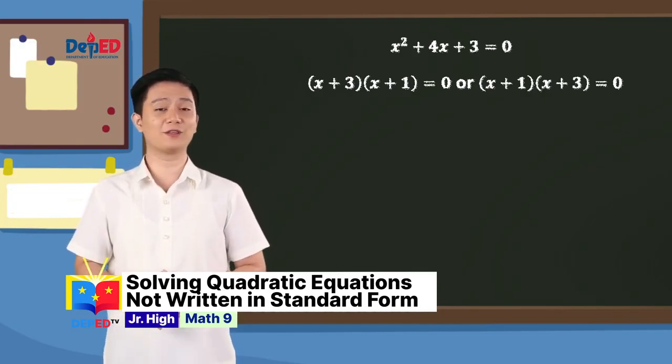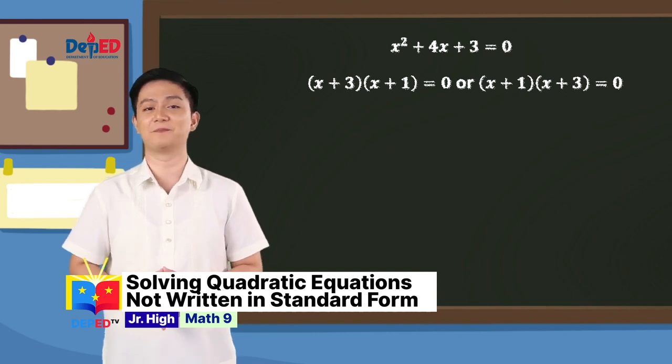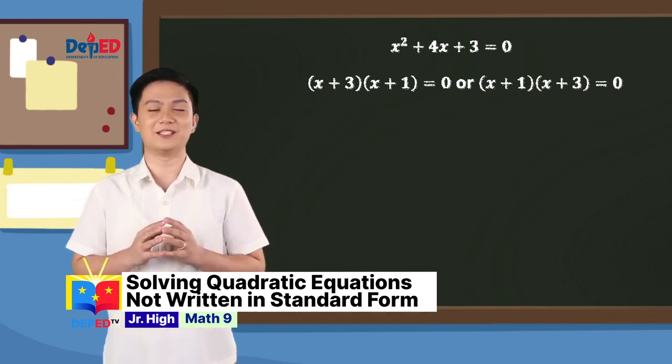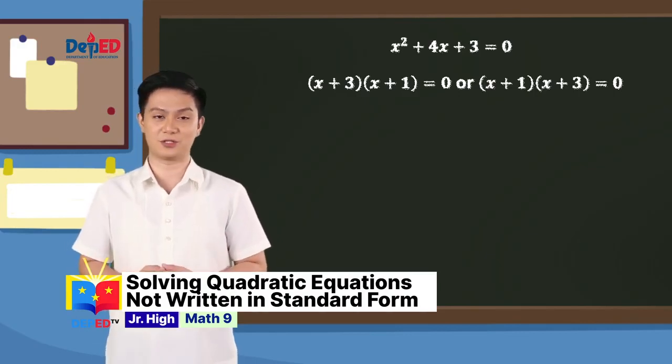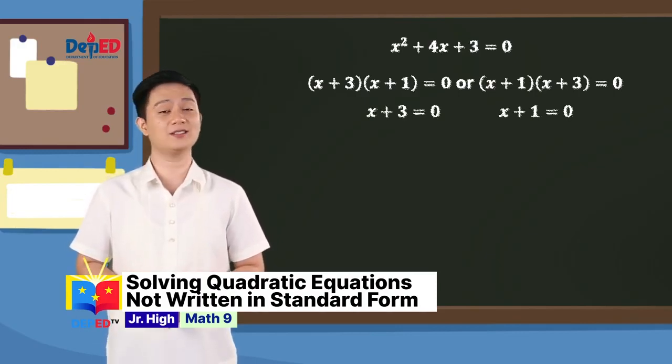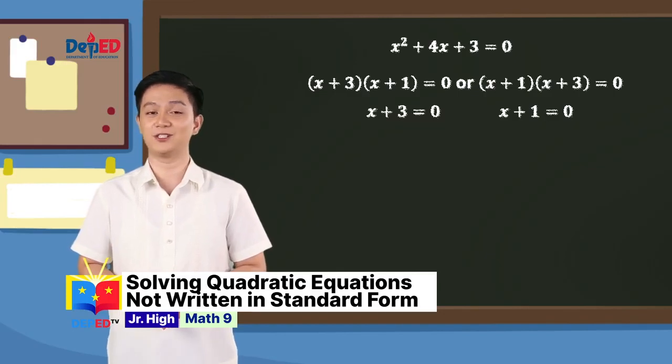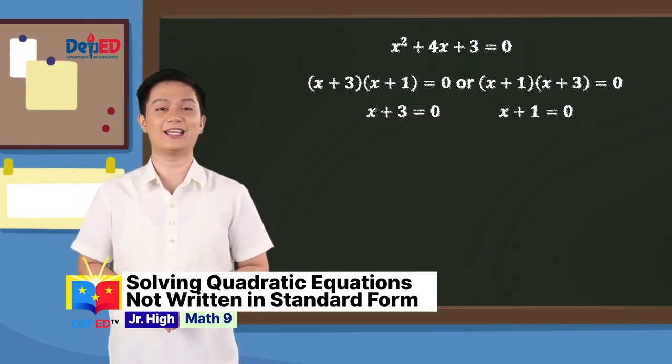Indeed, we can solve the given equation by factoring. Then we apply zero product property. We equate each factor to 0. Hence, the equations x plus 3 equals 0 and x plus 1 equals 0.